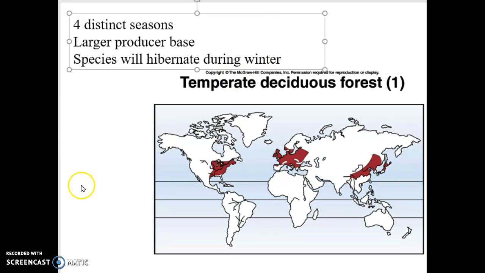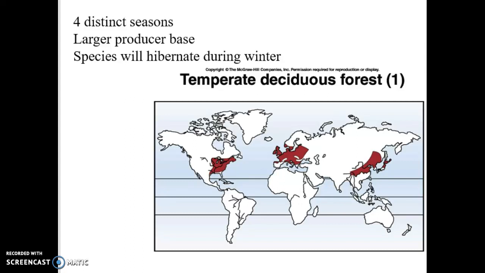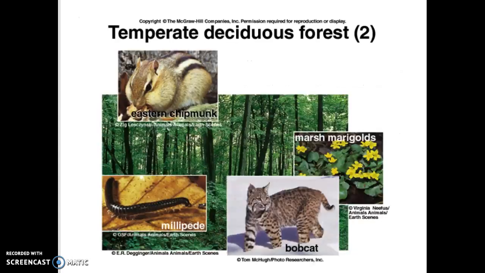So we have a lot of diversity in the temperate deciduous forest, but the key is distinct seasons. Spring, summer, fall, winter, back to spring, summer, fall, winter. So all the plants and animals in our biome are adapted to that. We have a lot of producers. We have a big producer base compared to taiga and tundra. We have lots of carnivores. We have lots of herbivores and all sorts of different diversity in the temperate deciduous forest because we have a different climate than what we see in the tundra and the taiga. So we'll keep looking at other biomes as we move into our next lecture.